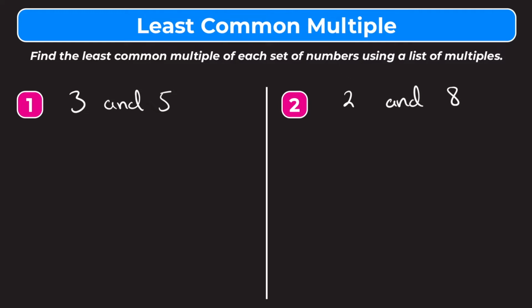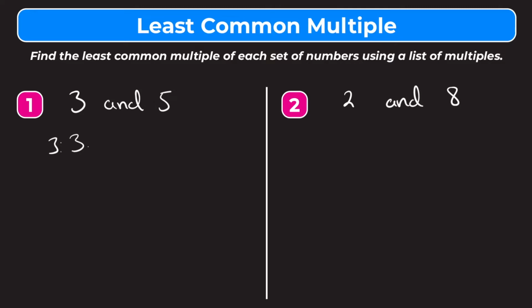So, first we want to list the multiples of both numbers. So we can start with 3. And like I said, a multiple is any number that 3 can multiply into. So basically, 3 times any number is a multiple of 3. But when we're trying to find the least common multiple, we usually want to start with the lowest or least multiples. So we can do this by basically counting by 3.